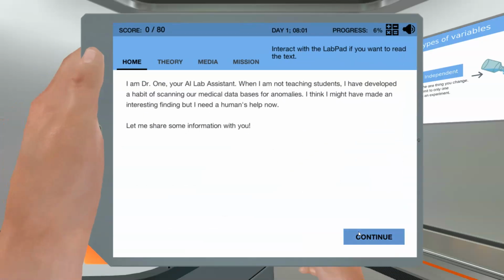I am Dr. One, your AI lab assistant. When I am not teaching students, I have developed a habit of scanning our medical databases for anomalies. I think I might have made an interesting finding, but I need a human's help now. Let me share some information with you.